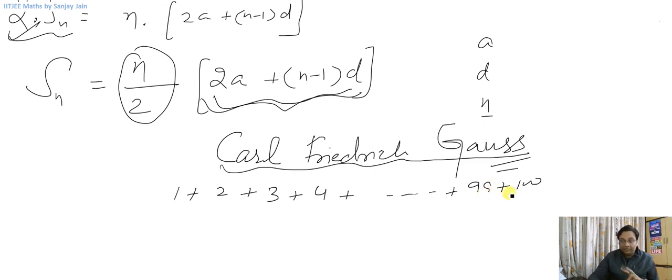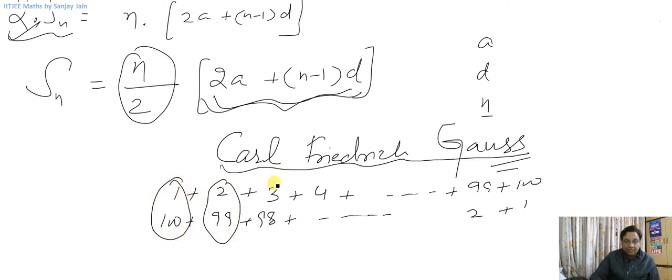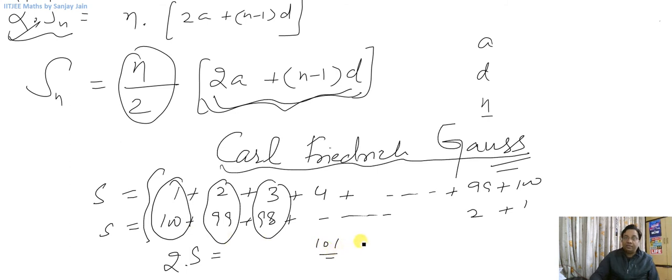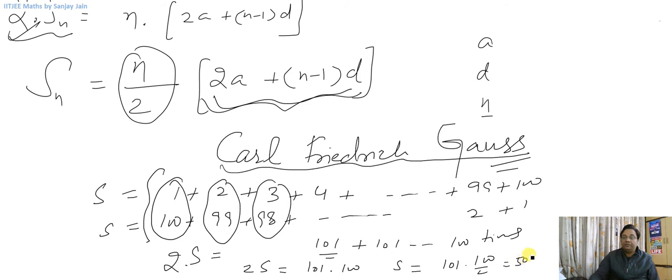He thought it in his mind and flipped this sequence and wrote it like this: 100 plus 99 plus 98, up to 2 plus 1, and then he added these: 101, 101, 101, 101, right? And this is twice the sum. If this is s, then this is also s. He added these, so this became twice of s, right? 101, how many times? This was written 100 times, so twice of s became 101 into 100. So s is nothing but 101 into 100 by 2, that is 5050.